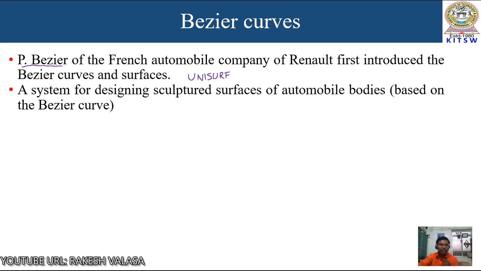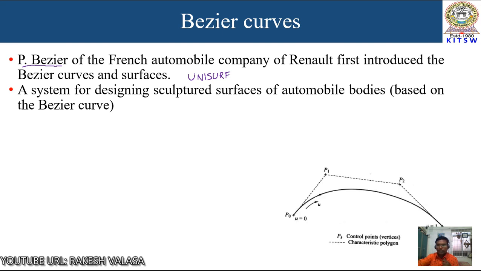Let us see one sample curve of Bezier curve. You can see here, this is the sample Bezier curve. The Bezier curve is defined in terms of location of n plus 1 control points. These points are called as data or control points. You can see here, P0, P1, P2, P3 are control points, also called as vertices.